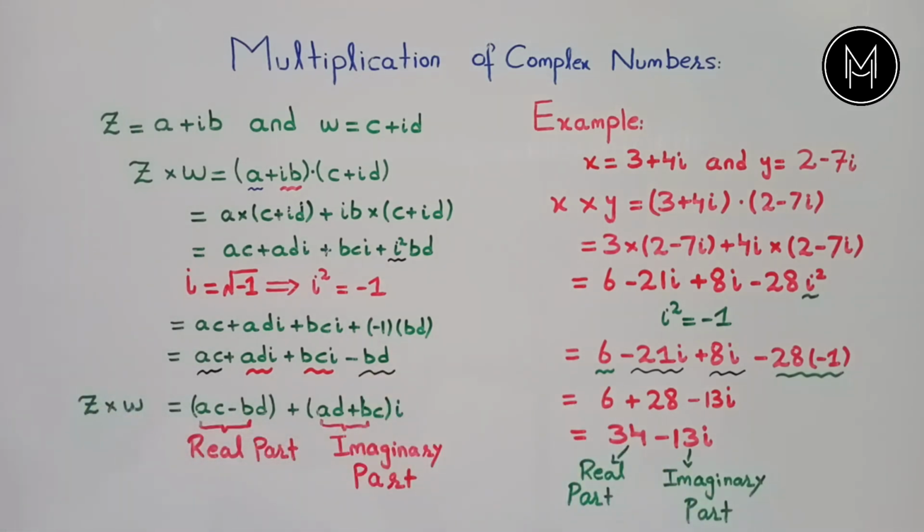So this is the multiplication of two different complex numbers. I hope you better understand now how we can multiply two different complex numbers. In our next video, we will discuss the conjugate of complex numbers.